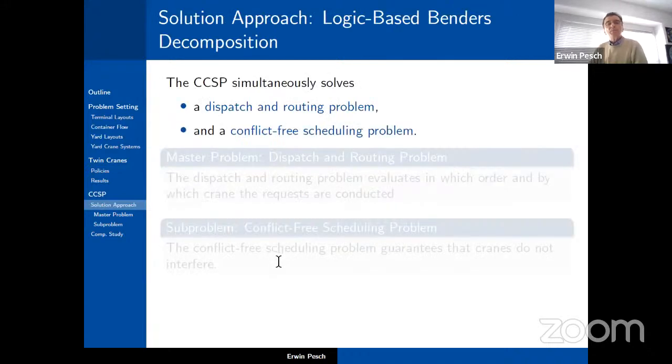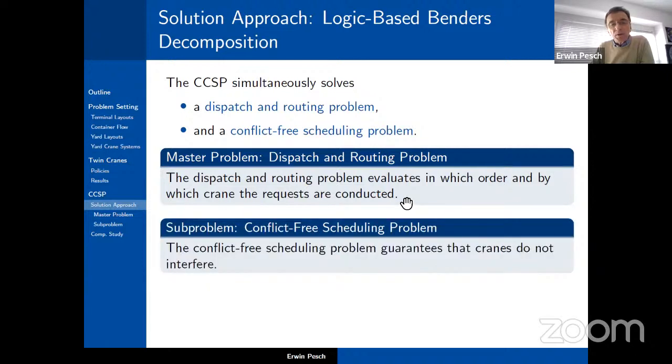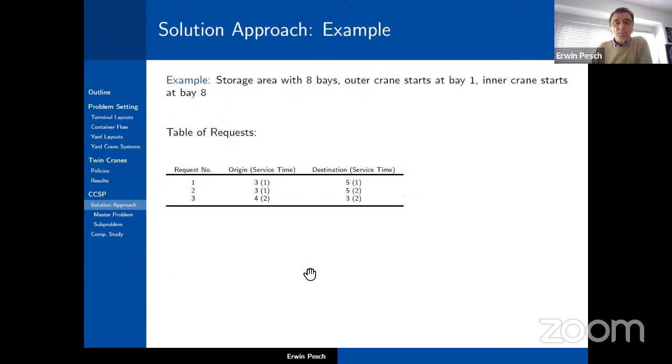And let me introduce a solution approach to you. So we designed a branch and cut approach with a logic-based Benders decomposition. The dispatching and routing problem is in the master problem. So the dispatching and routing problem evaluates in which order and by which crane the requests are conducted. And there is a subproblem. The subproblem is to achieve the conflict-free scheduling, so that the cranes do not interfere.